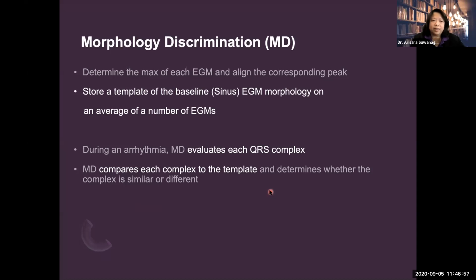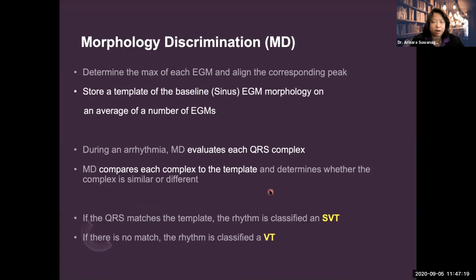So the way the ICD thinks, it will store the templates of the baseline sinus EGMs, and it will compare each beat to beat, to see how much it deviates from the baseline. If the QRS that comes in fast matches the template, it will classify it as an SVT. But if it's not matched at all, it will classify it as a VT. So for these discrimination criteria, they use many criteria to define. They will not use just a single criterion. So many of the criteria will point to whether it's a VT or an SVT.